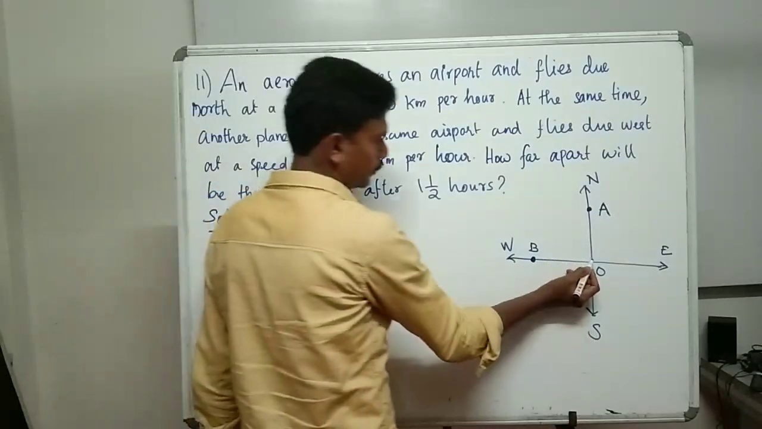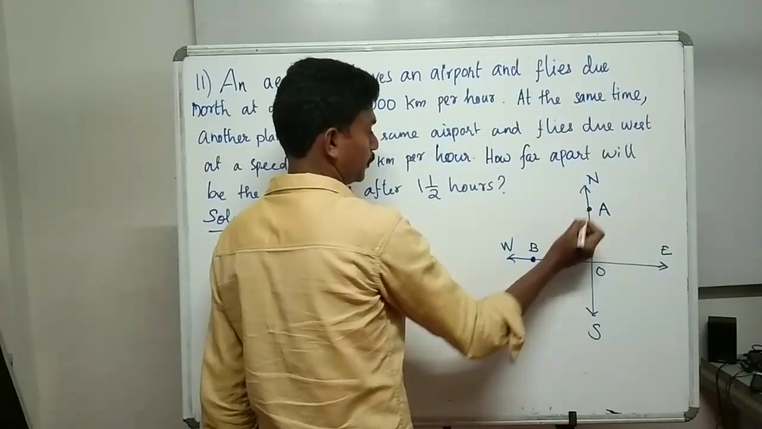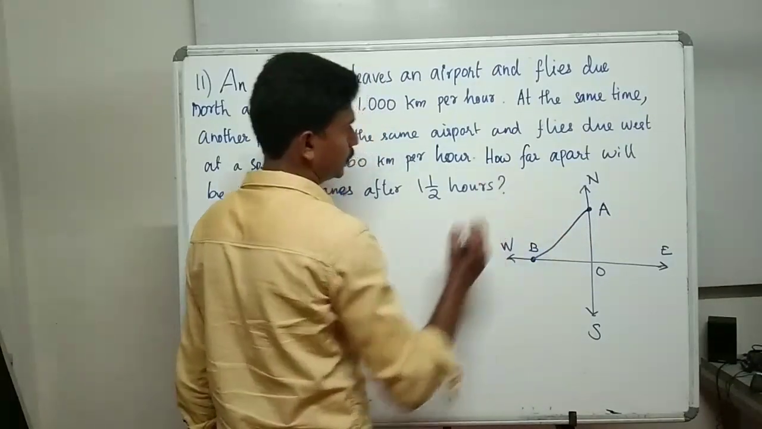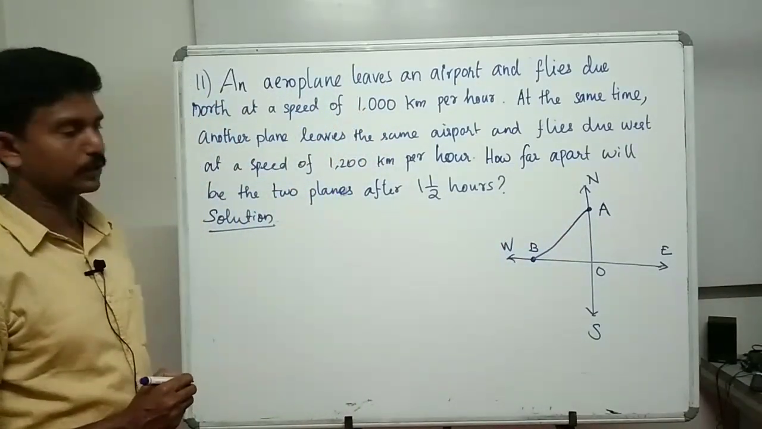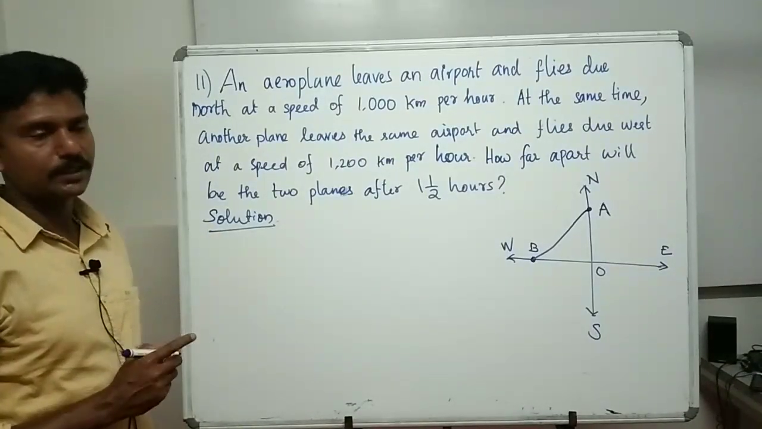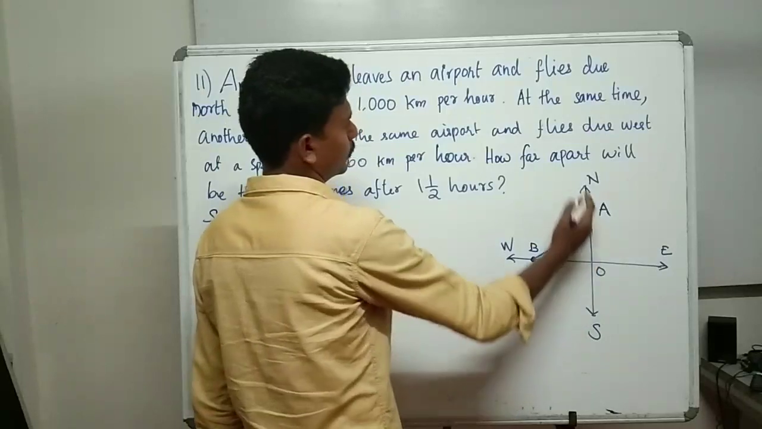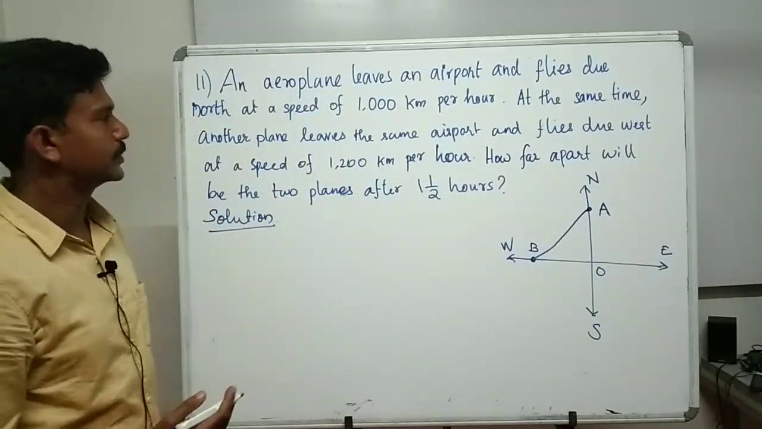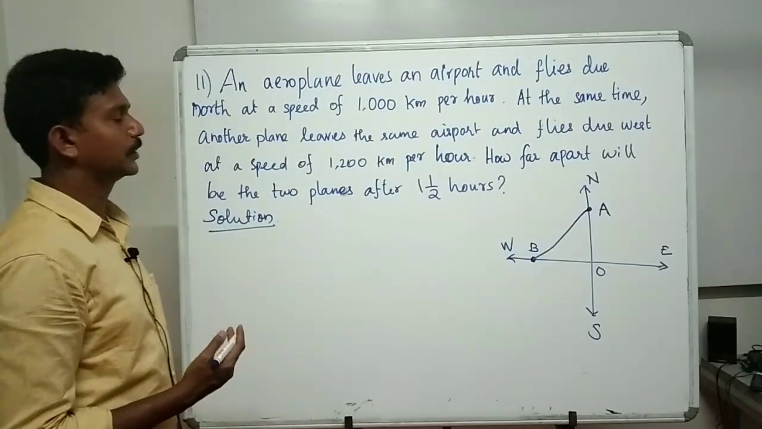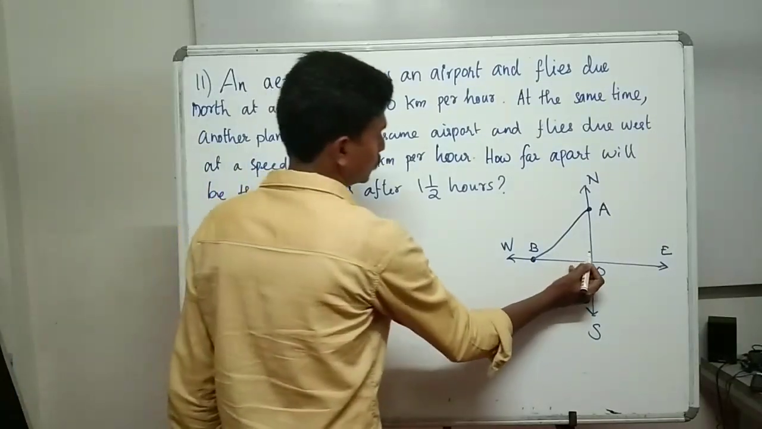Meaning എന്താണെന്ന് വെച്ചാൽ 1.5 മണിക്കൂറിന് ശേഷം നോർത്ത് സൈഡ് പോയ പ്ലെയിനും വെസ്റ്റ് സൈഡ് പോയ പ്ലെയിനും തമ്മിലുള്ള ഡിസ്റ്റൻസ് എത്രയാണ്, how far both planes after 1.5 hours. സോ ഇത് കണ്ടാൽ തന്നെ നിങ്ങൾക്ക് മനസ്സിലാവും, triangle AOB, it is a right angle triangle because what is that? The directions, the angle between each direction is 90 degrees. So this is 90 degrees.